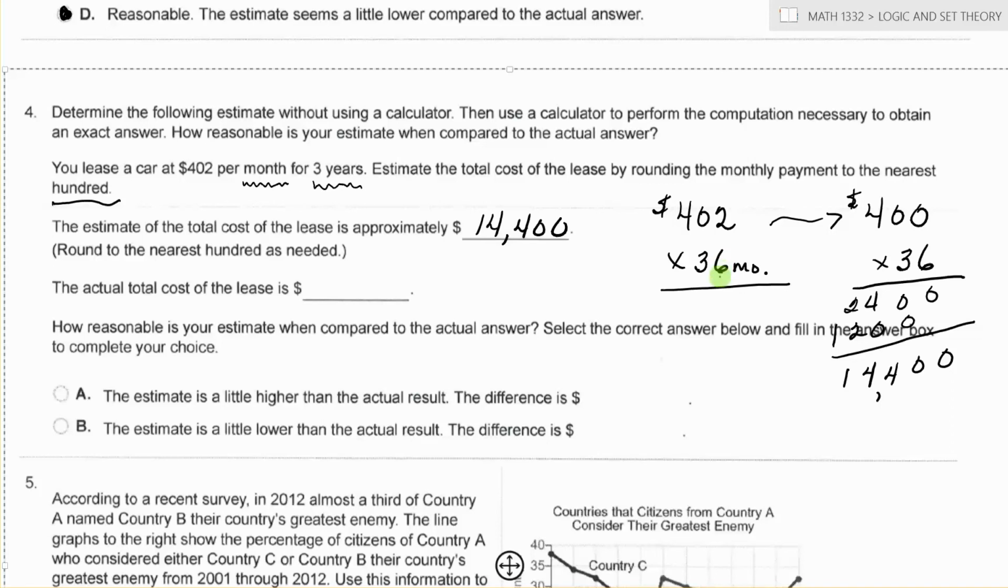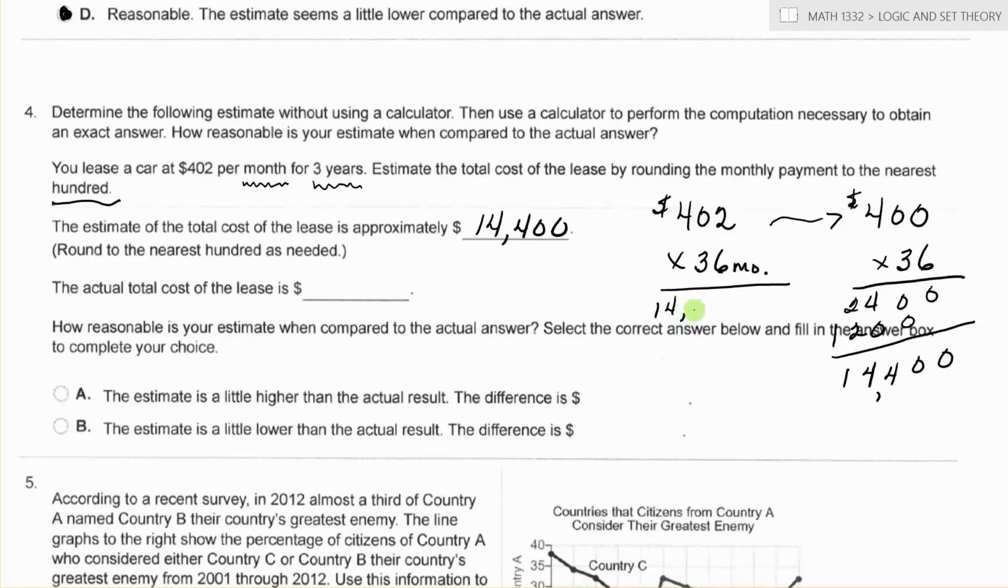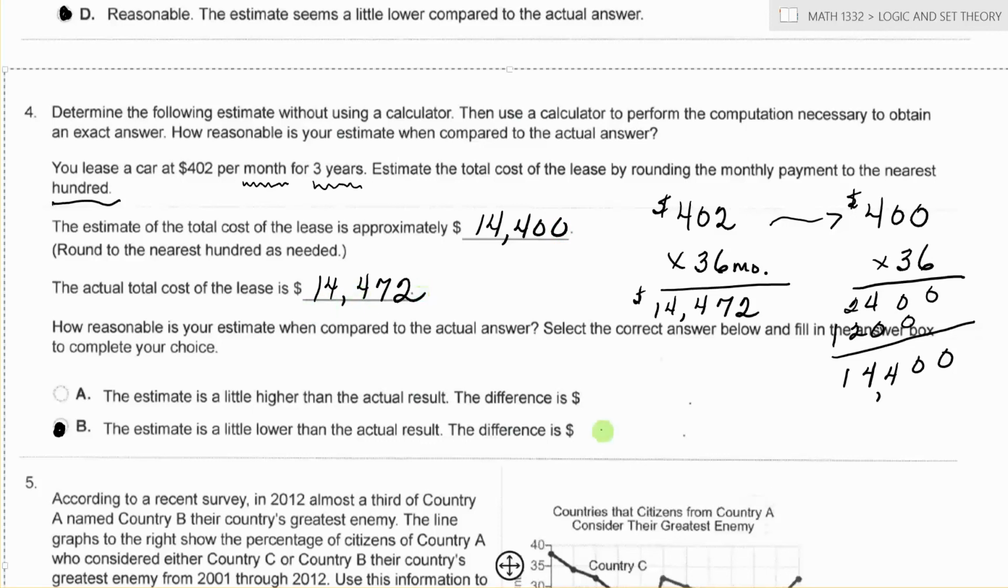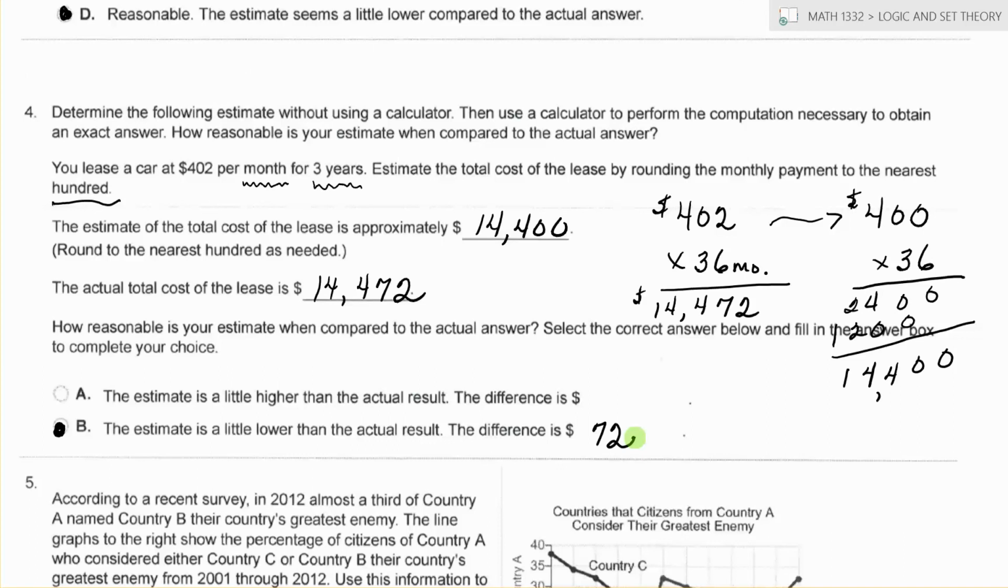If I multiply 402 by 36, and I did it with a calculator, I would get $14,472. So 14,472. All right. It's pretty reasonable, considering the size of those numbers, they're not very far off. The estimate, is it higher or lower? The estimate's a little lower. This one says, by how much? Well, the estimate, 14,400, the actual, 14,472, the difference is $72.